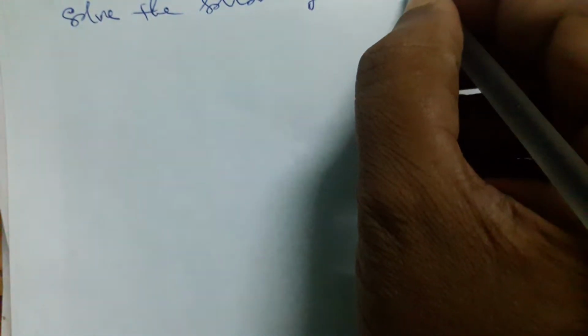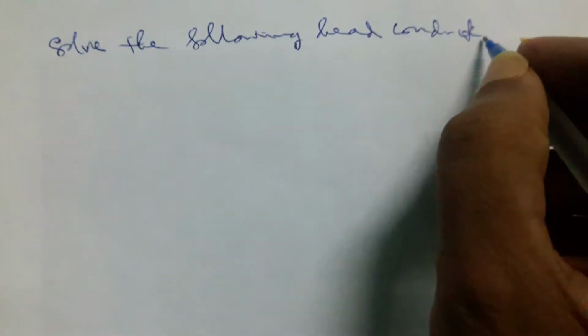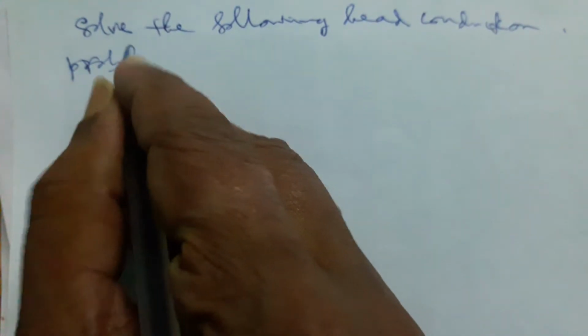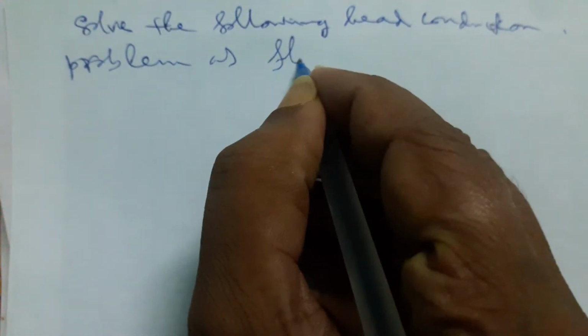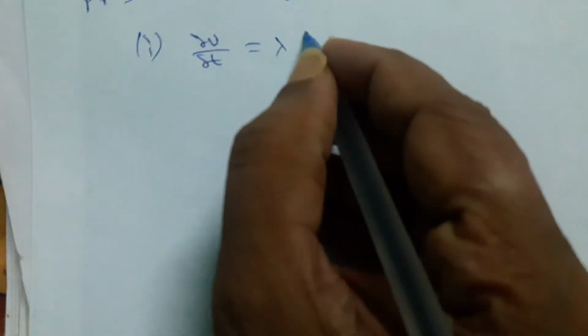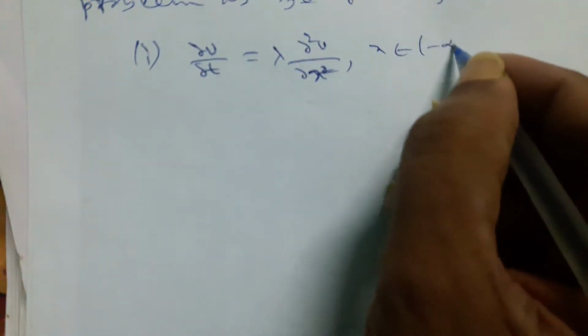Now let us take the solution. Solve the following heat conduction problem as follows. ∂V/∂t is equal to λ ∂²V/∂x² for x belonging to minus infinity to infinity.